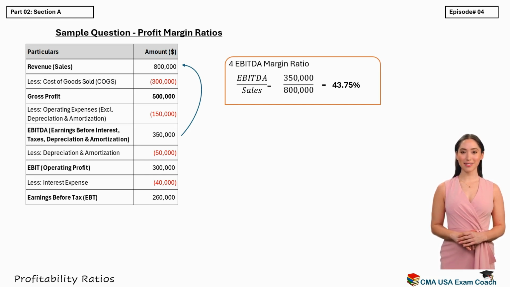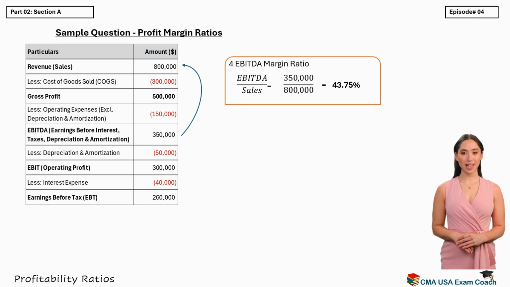A higher EBITDA margin like this suggests strong operational performance and efficient cost control, which is a positive sign for both management and investors. That's all for the profitability ratios. We've covered how to evaluate a company's ability to generate profit from its sales, operations, and overall performance using margins like gross profit, operating profit, net profit, and EBITDA. Now, let's move forward and discuss the rate of return ratios.